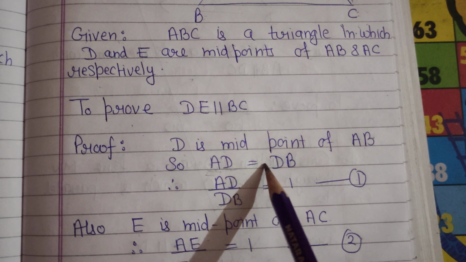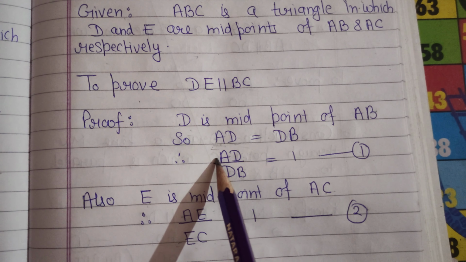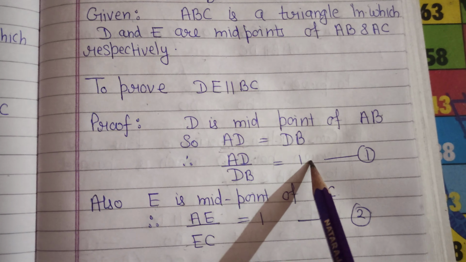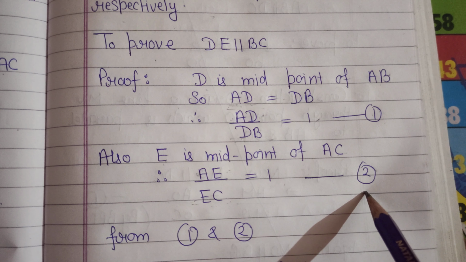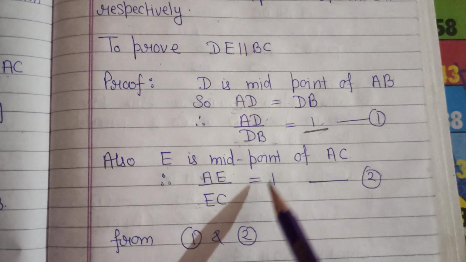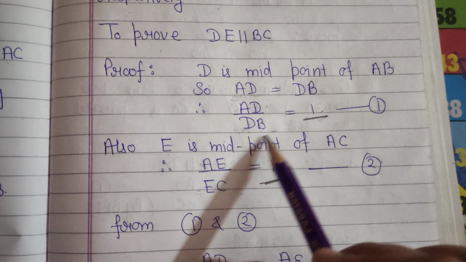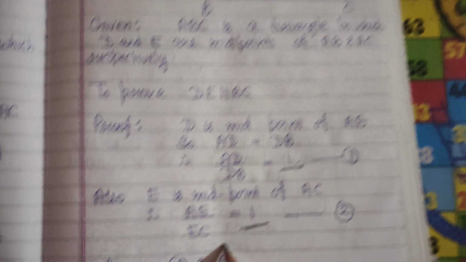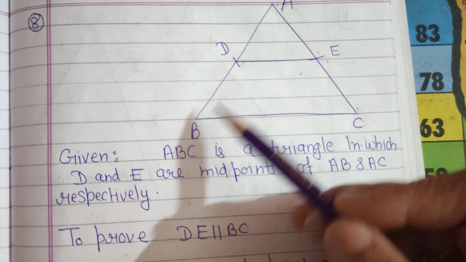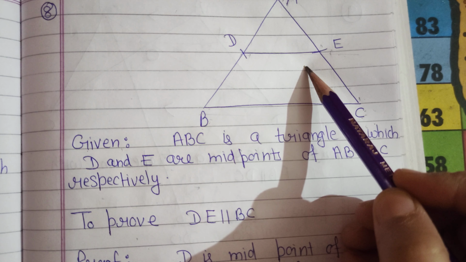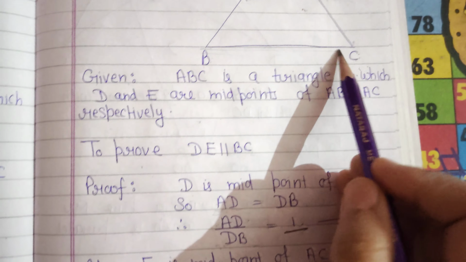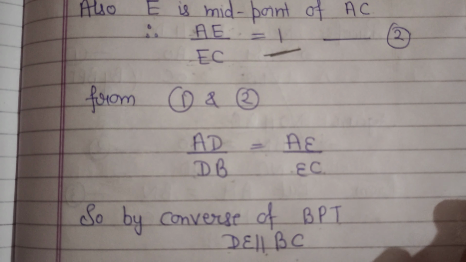Now if AD is equal to DB, we can conclude that AD by DB is equal to 1. Similarly, AE by EC is equal to 1. From both the equations, both the ratios are equal to 1. So AD by DB is equal to AE by EC. By using the converse of Thales theorem, we can conclude that DE is parallel to BC.